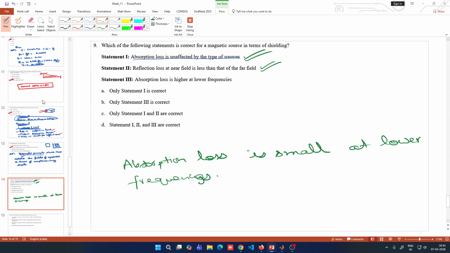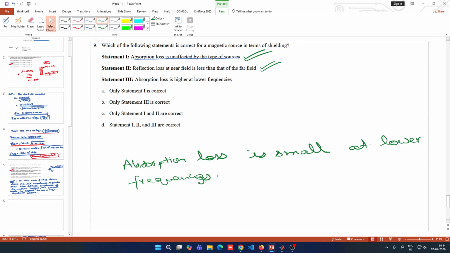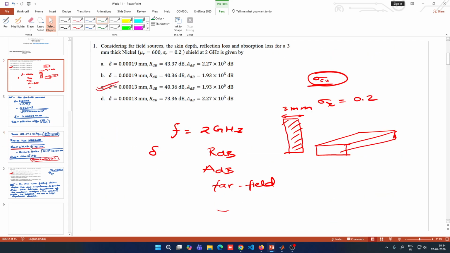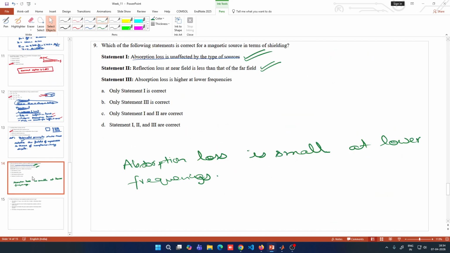Because here, for 2 gigahertz, we have seen that absorption loss is much higher than reflection loss at a high frequency. So at lower frequencies absorption loss is smaller. Reflection loss is higher at smaller frequencies compared to absorption loss. So statement 3 is incorrect.